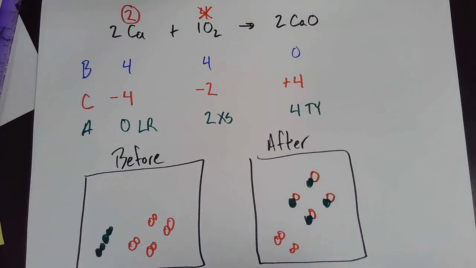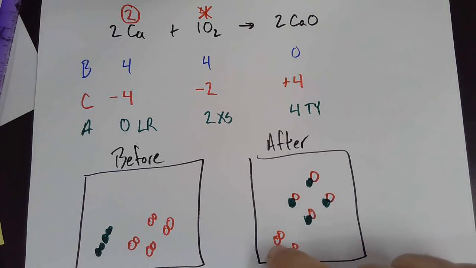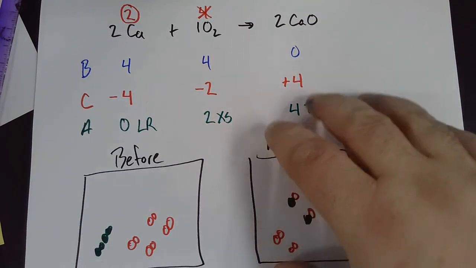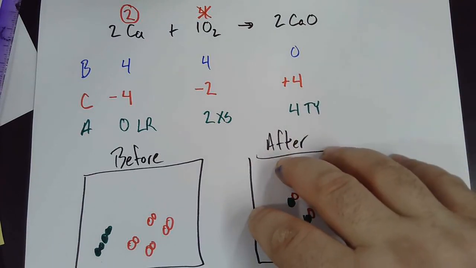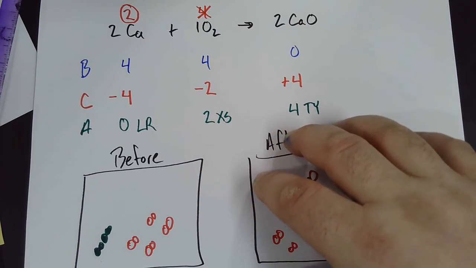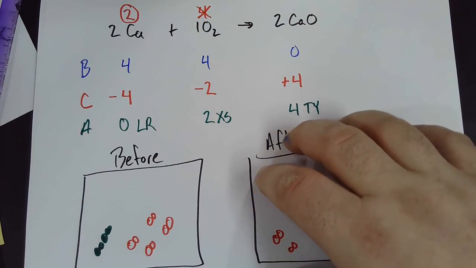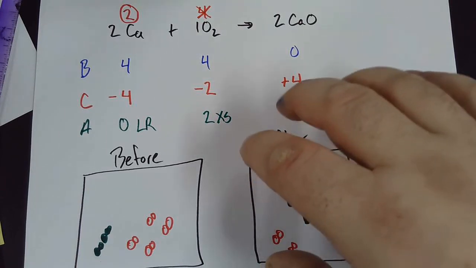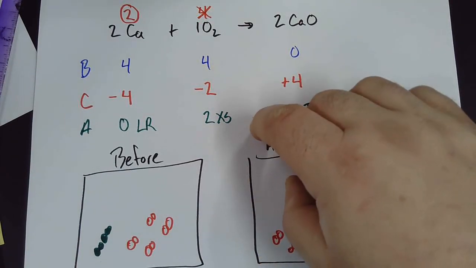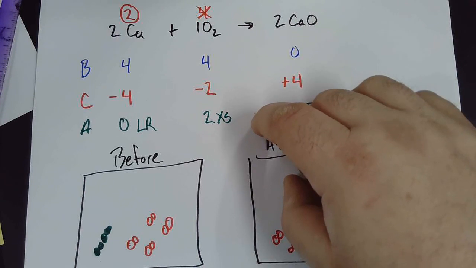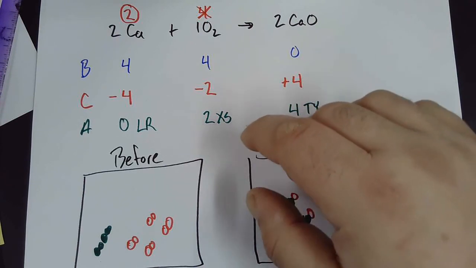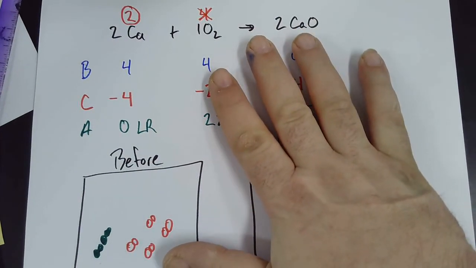Now, what would happen if these 2 molecules of oxygen were separated into 4 individual particles? Would that be correct? No. Why not? Because oxygen is a molecule. They have to be together. Does that make sense to everybody? All molecules need to be connected together.